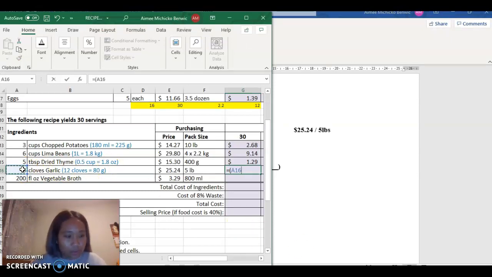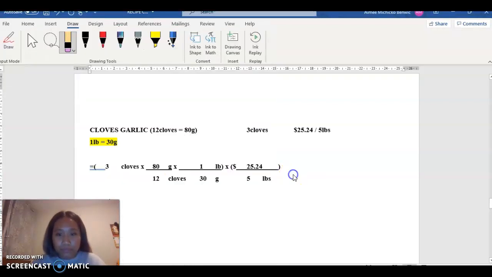3 cloves multiplied by 80 divided by 12 cloves divided by... I missed something here. It's not 30 grams. Sorry, my bad. In 1 pound, there's 500 grams, not 30 grams. Sorry, it's my mistake. So 500 grams.